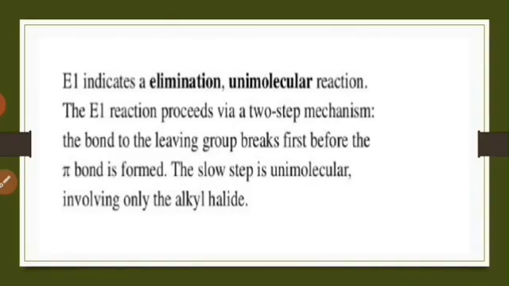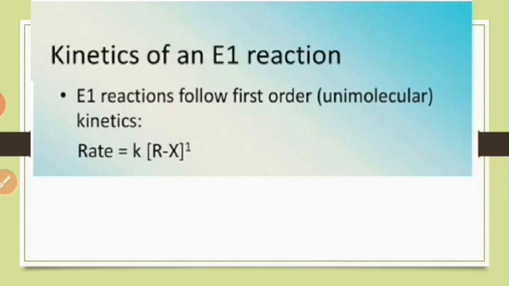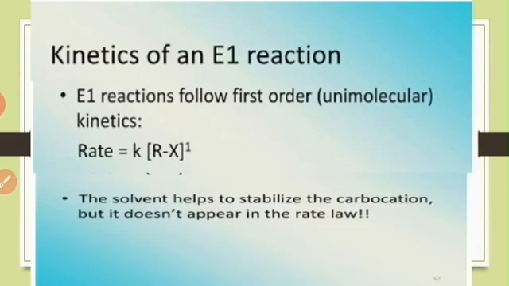So what is E1? E1 indicates an elimination unimolecular reaction which proceeds through two steps. The first step is the breaking of the leaving group before the pi bond is formed, and it is a slow step and unimolecular. Why? Because it involves only one molecule, that is the alkyl halide. Next, kinetics of the E1 reaction. The E1 reaction follows first order kinetics and the rate depends only upon the concentration of the alkyl halide.